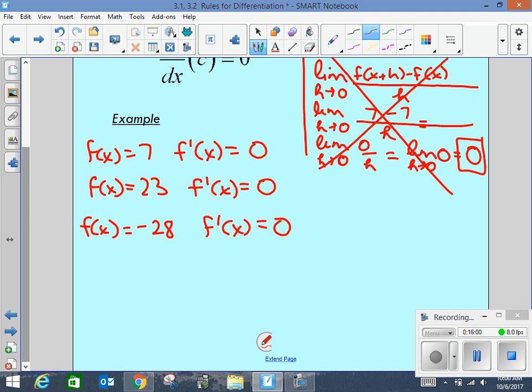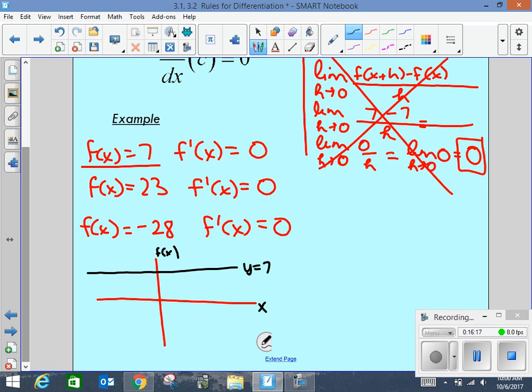Okay? Now let's think about this. What does f of x equals 7 look like on your graph? It is a horizontal line at 7. Y equals 7. What's the slope everywhere of that line? That's why the derivative is 0, because the slope of this line is 0, therefore f prime everywhere is 0, because they're the same thing. Sometimes they change, but that slope is not going to change.